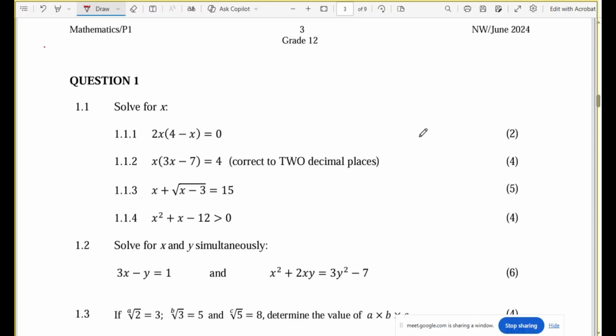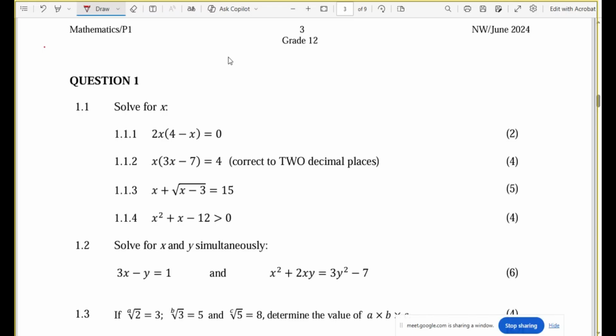I can't see your names, guys, because I'm on the screen sharing side. What's your name? Oh, Mpo. Thank you very much. You mentioned something very important. For the first one you said it's equated to 0 and it's already factorized. And you mentioned something very important, the mark allocation. The mark allocation tells you that for the first question, this is just straightforward. It's equated to 0 and already factorized.